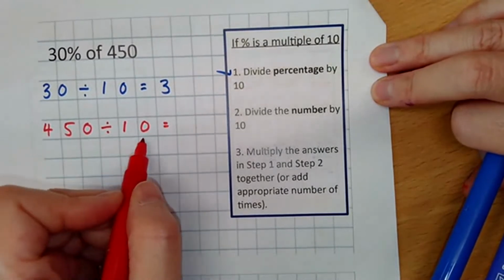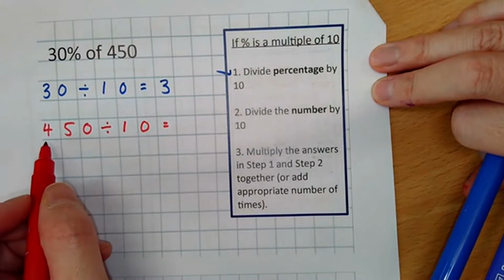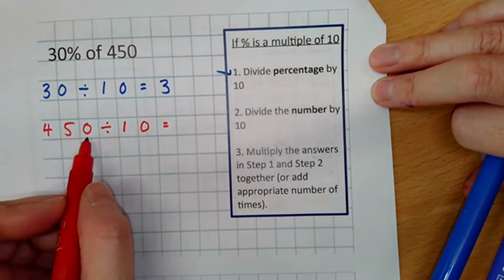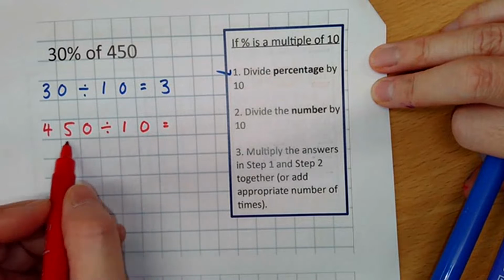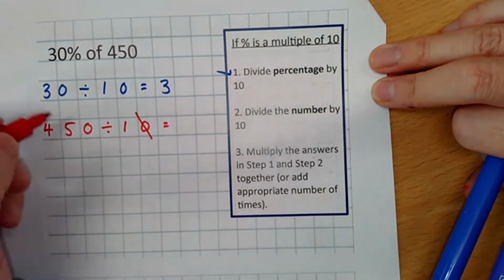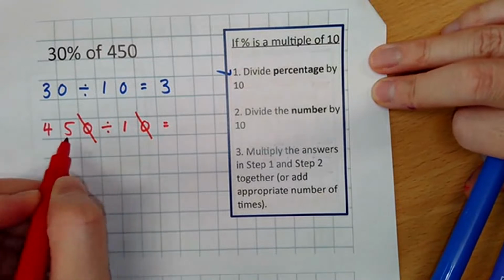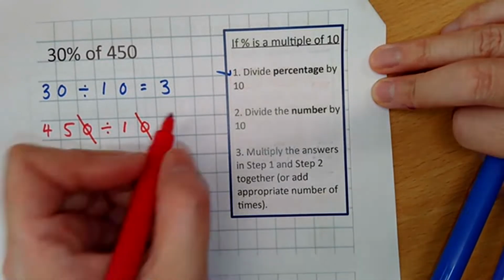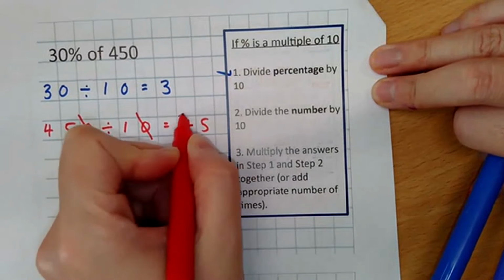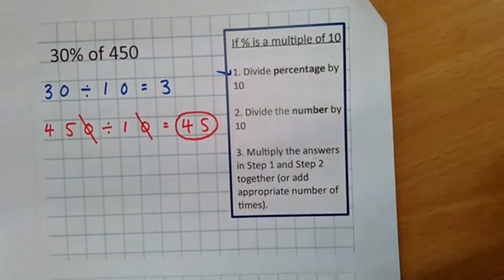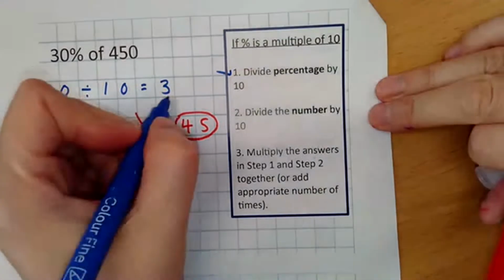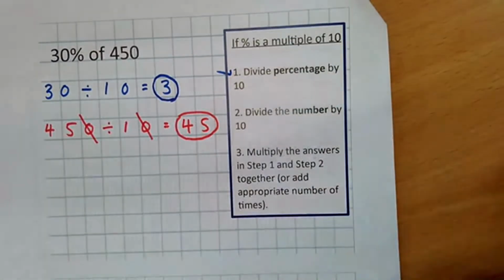Now I know my 10 times tables, but it's a little bit tricky getting to 450. So there's a really easy way, a cheat way. I have 1 0 here and I have 1 0 here. Now that makes it easier. 45 divided by 1 equals 45. Well, I forgot to circle my answers because that's going to make it easy for me to see what to do in my final step.